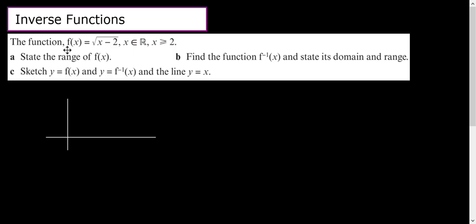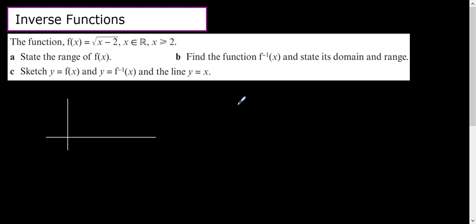So here, a typical question. The function f of x is root x minus 2, where x is a member of the set of real numbers and x is greater than or equal to 2. Remember, we're now looking at this part of the function and understanding that this is the domain. So this is instructing us that this function only exists for certain x values, and those x values are real numbers and they're also greater than or equal to 2. So we're going to use that information to work out the rest.